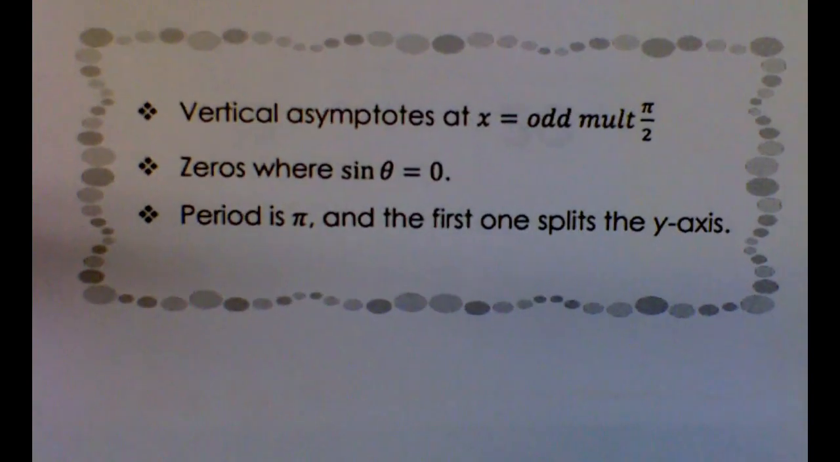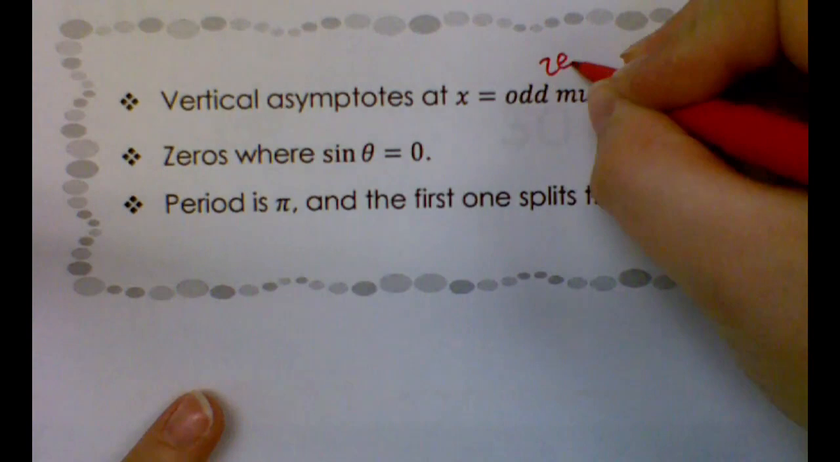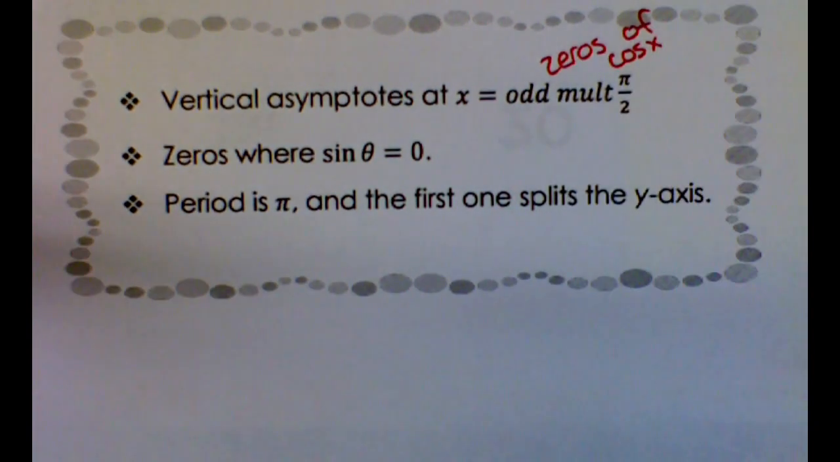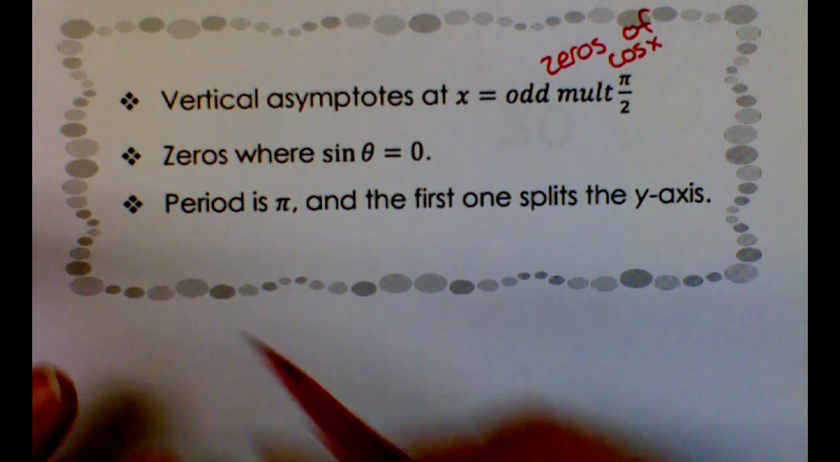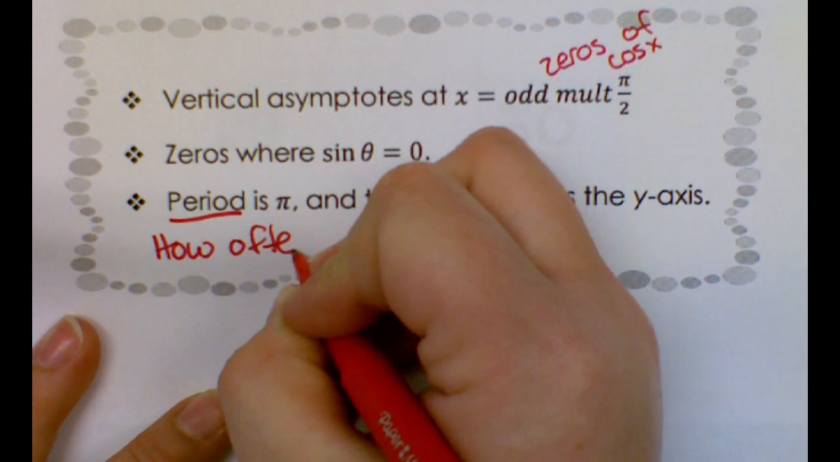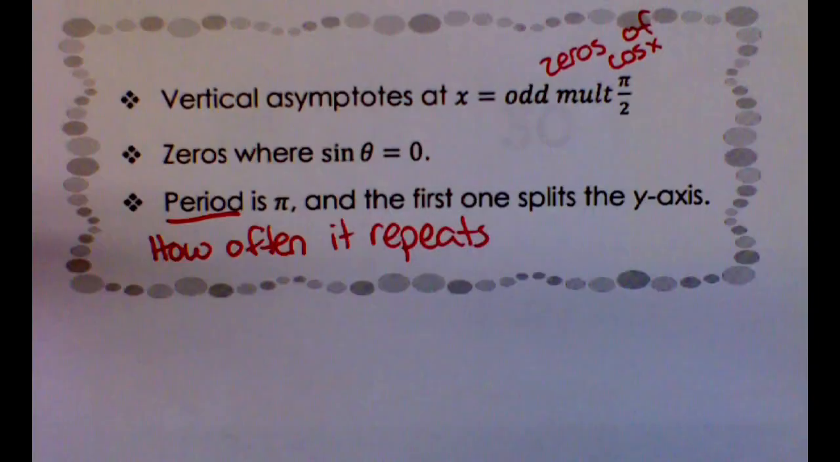And a few more important things. Vertical asymptotes are at x equals odd multiples of pi over 2. These are the zeros of the cosine function. It has zeros where sine of theta is 0, and the period is pi. Period is how often it repeats. And the first period splits the y-axis, part on either side. And there are our basic trig graphs.